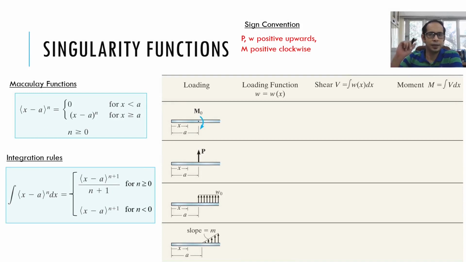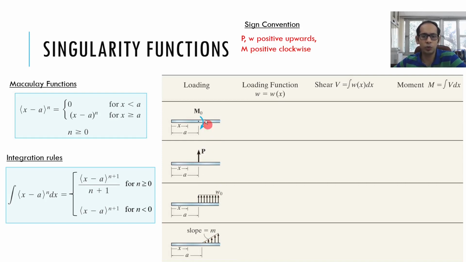Now we will look at the interrelationships between the different types of load using the singularity functions. As you see, what I have reproduced on the left hand side is what we just saw: the Macaulay functions or singularity functions, and the integration rules for the singularity functions. And what you see in this chart, which we are going to fill up soon, are the different types of loadings. For example, you can have a point moment, a point load, a distributed load, a triangular load, and so on.